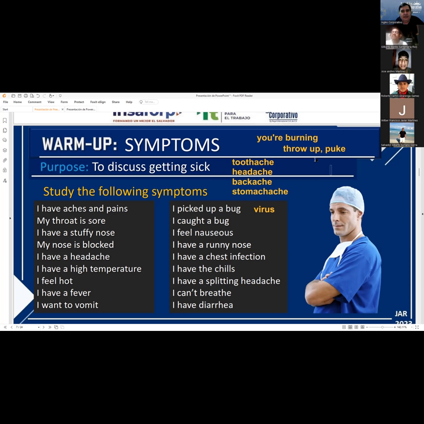Well, which is more informal? Puke. You say puke with your friends. With your mom, you say throw up. Mom, I want to throw up. And with the doctor, you say vomit. I want to vomit. Okay. Well, you can say throw up with the doctor too. But puke, no. No, Ryan, you don't say that to your doctor. Hey, doctor, quiero sopear. No.